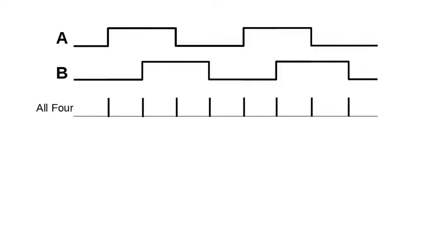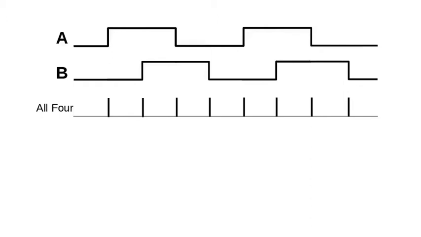Quadrature encoding uses two lines, usually called A and B. The relative phase of A and B indicates the direction of travel. For instance, if both are low and A rises first, as shown in this diagram, that might be considered the forward direction. If both are low and B rises first, that might be considered the reverse direction.